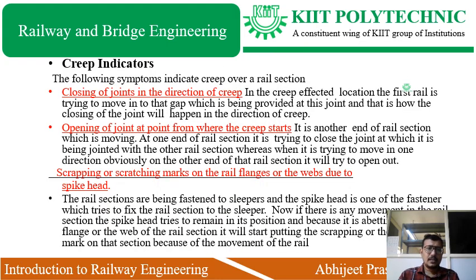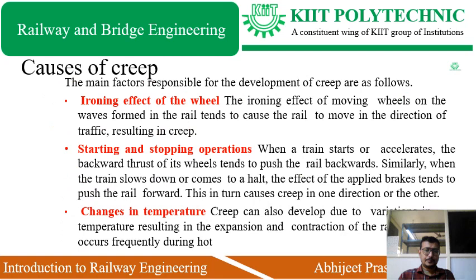So there are creep indicators: closing of joints in the direction of creep, opening of joints at the point where the creep starts, scraping or scratching marks on the rail flanges or the sleepers due to spike heads. So what are the main causes of creep? As you are seeing here, the main causes of creep.